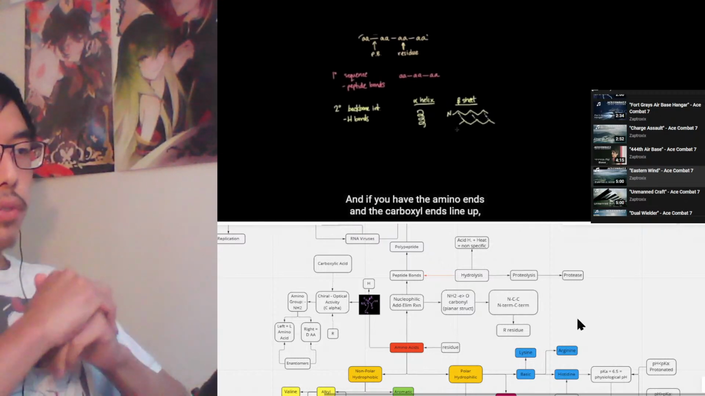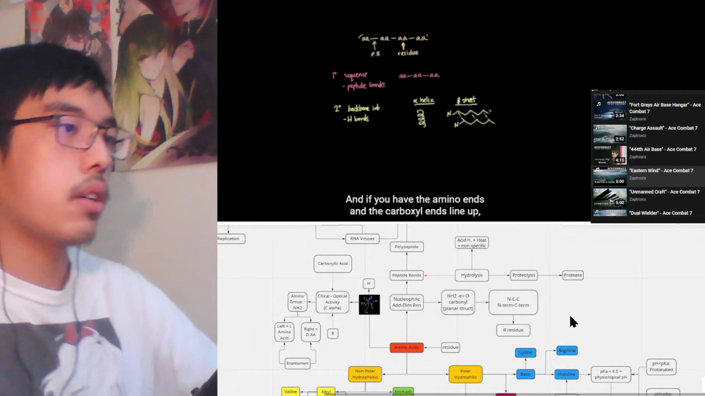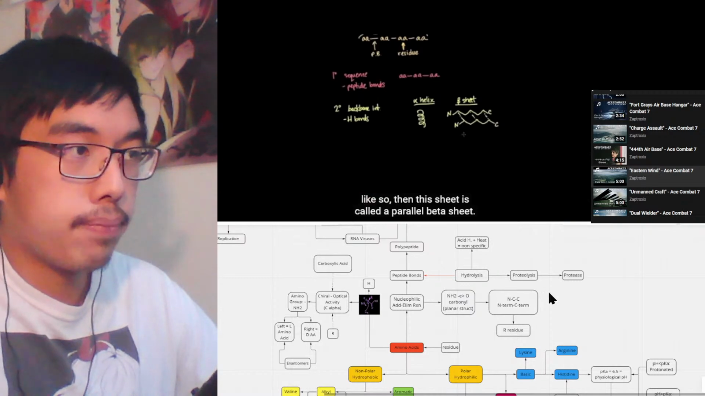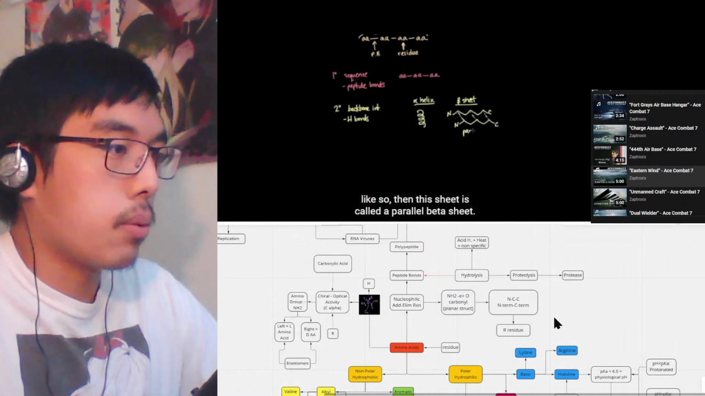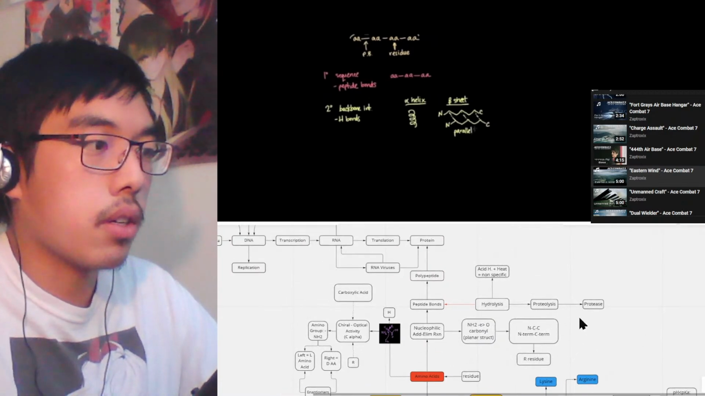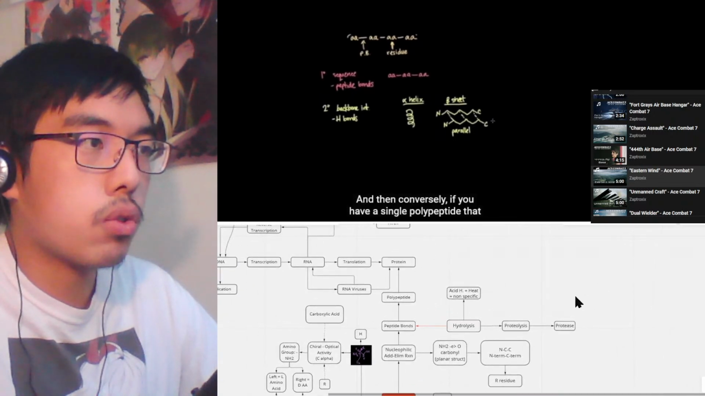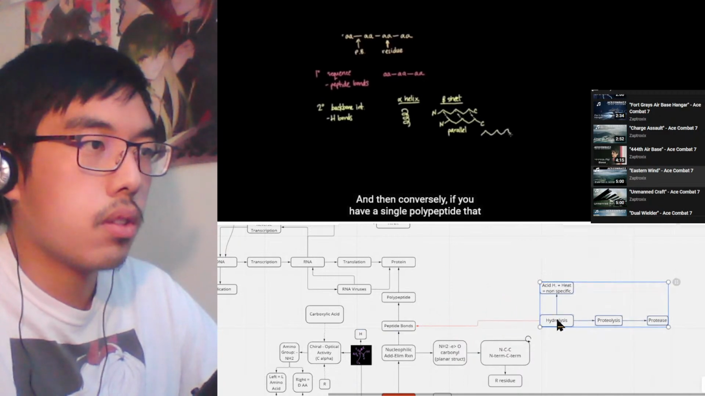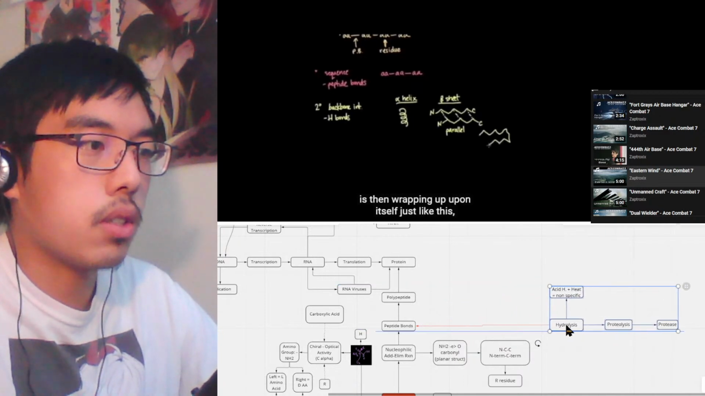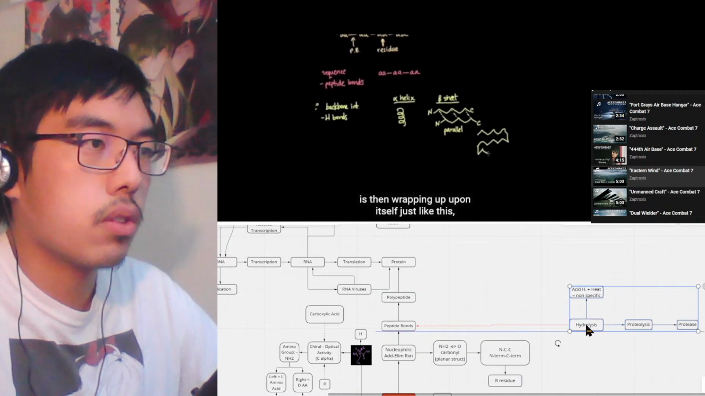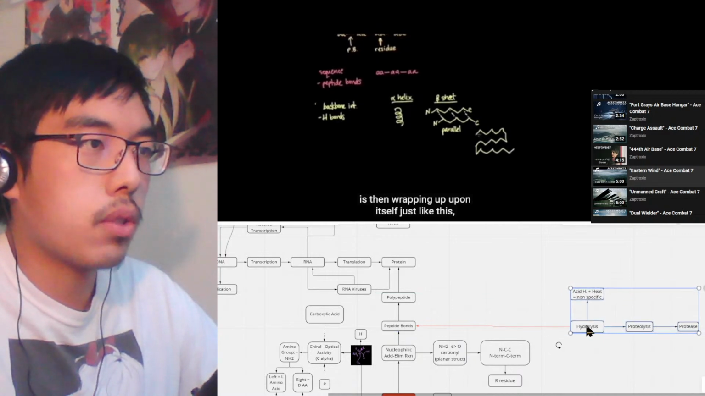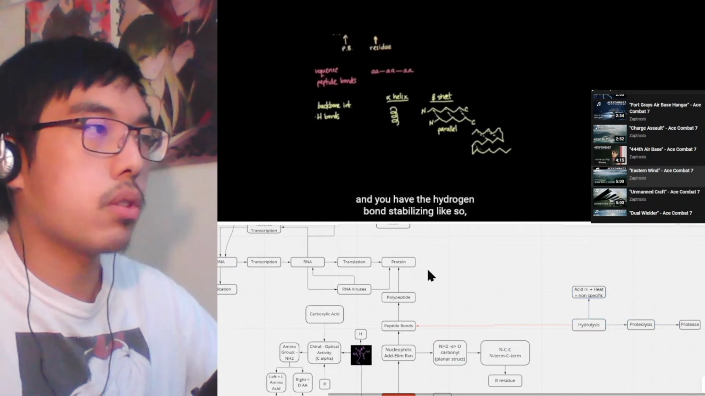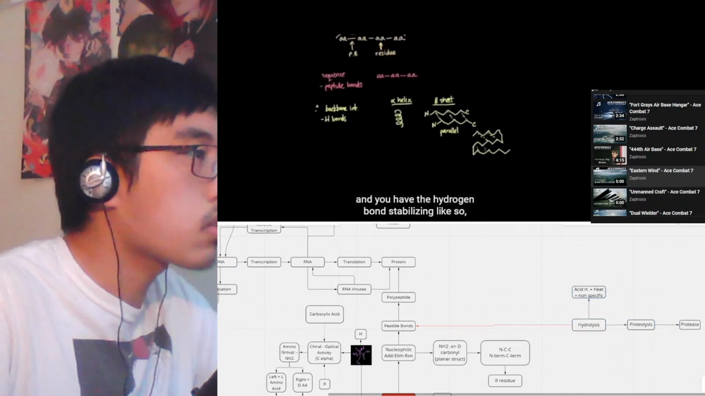So where we left off, we're going to be talking about the amino ends and the carboxyl ends lining up about like so. Then this good old beta sheet protein structure is called a parallel beta sheet. We got our secondary and tertiary structures. And then conversely, if you have a single polypeptide with the alpha helices wrapping upon itself and the beta sheets, you have the hydrogen bond stabilizing shapes. I love those two fundamental shapes, not the building blocks, but the shapes that the building blocks create.